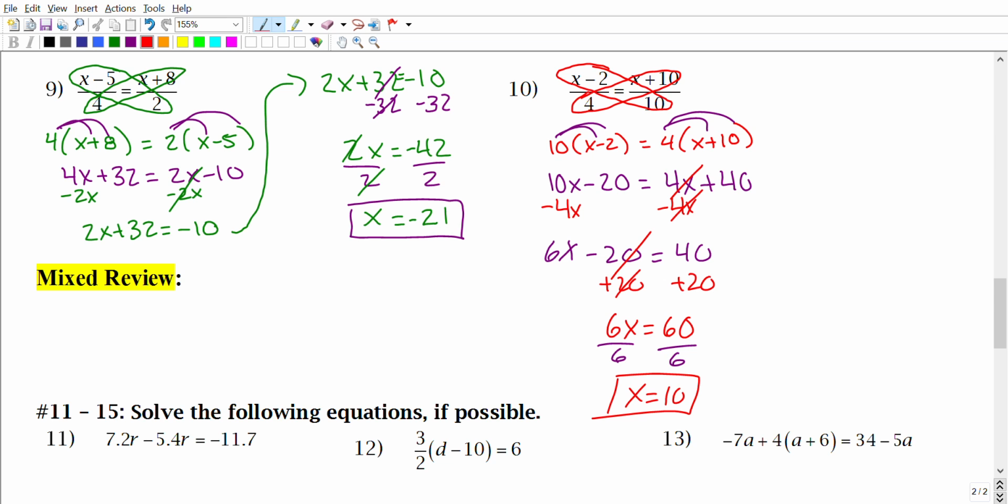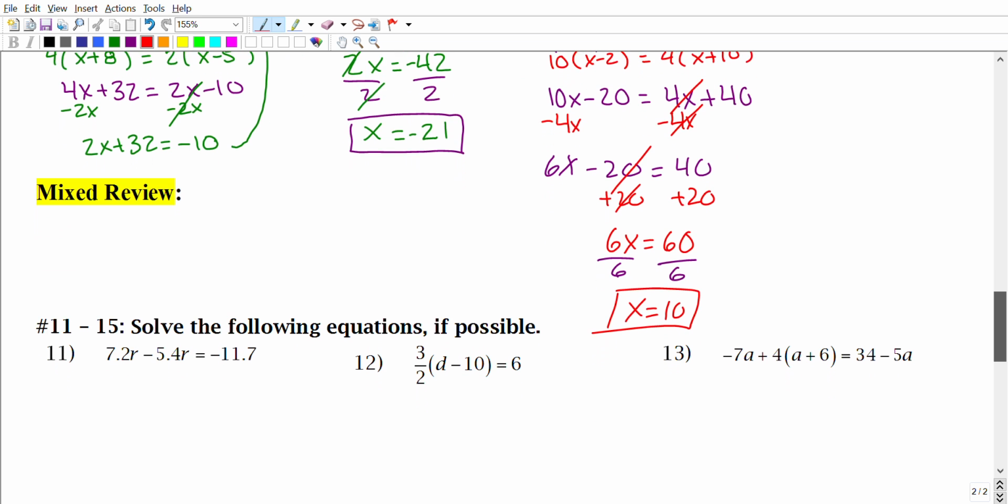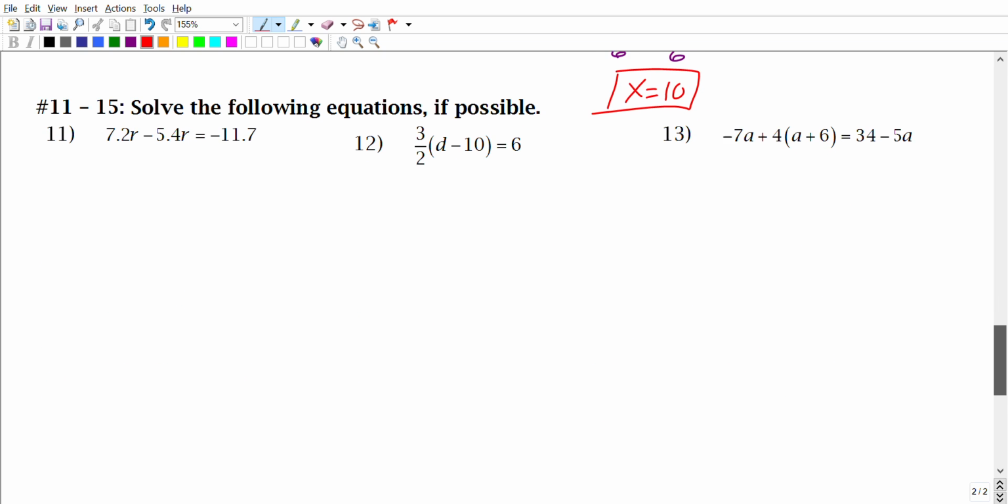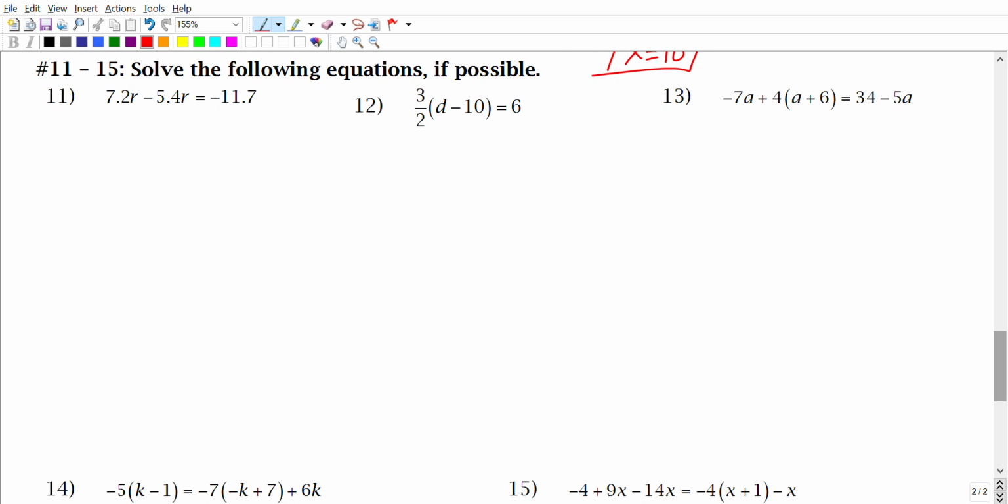Alright, so it looks like that was it for this section, guys, but I want to get a little bit of a review in from the past sections that we've been doing, just to make sure we keep up to date with everything that we've done. Okay, so let's go ahead and continue on with this review problems, and then we will be done for the lesson. So let's go ahead and see what we got.